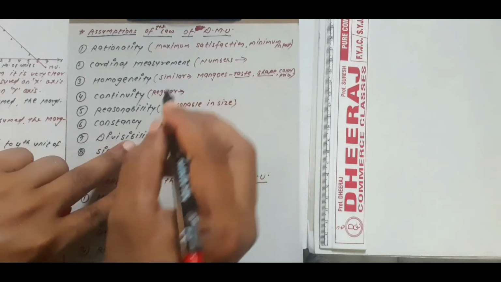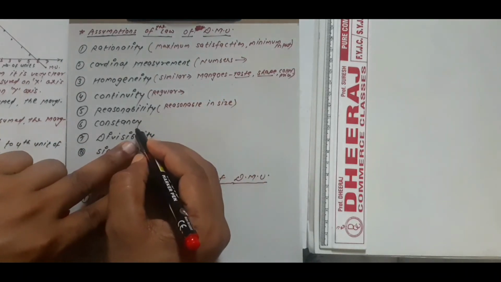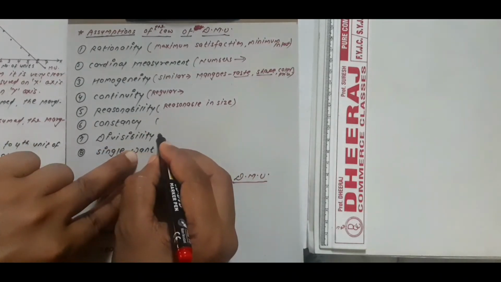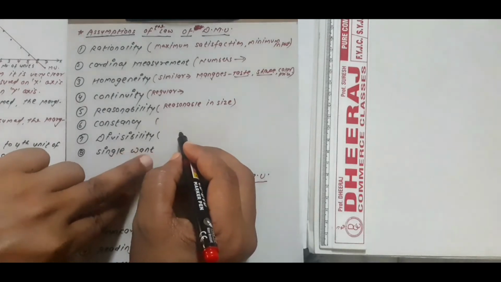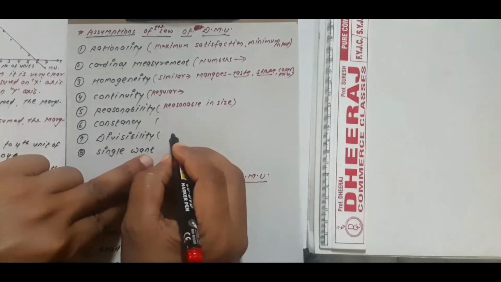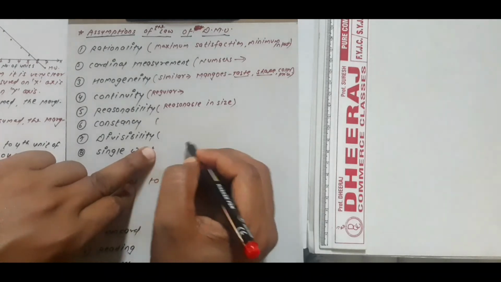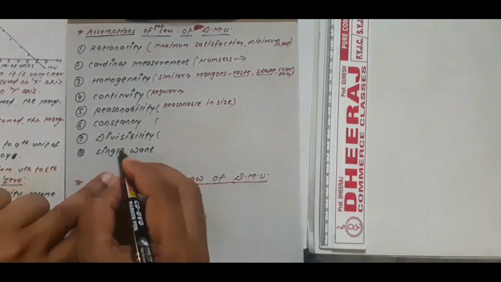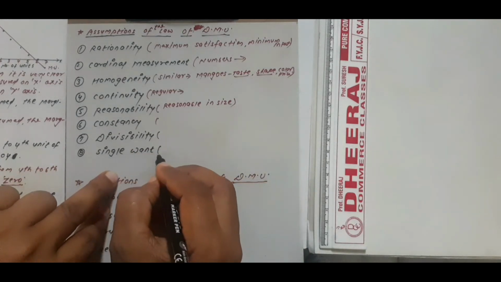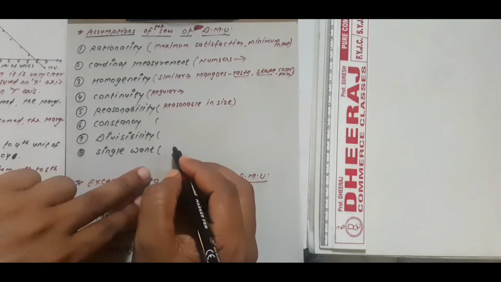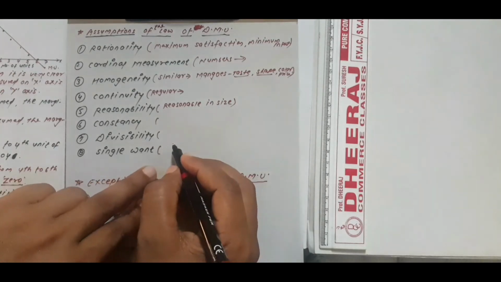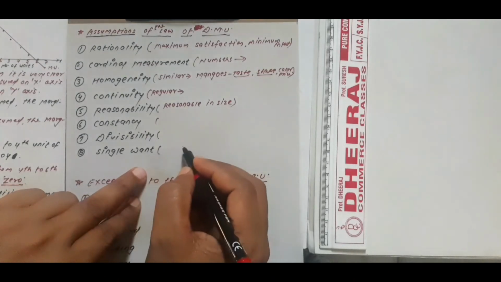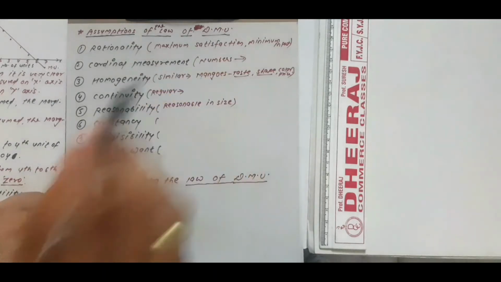Next is constancy. Constancy means everything must be constant. And divisibility means if you are eating a mango of, say, 5 kg, it can be divided into parts, or we can say into slices. The last one is a single want. The goods or commodity you are consuming must satisfy only one want, not more than one. If more than one, then D.M.U. will not be applicable.